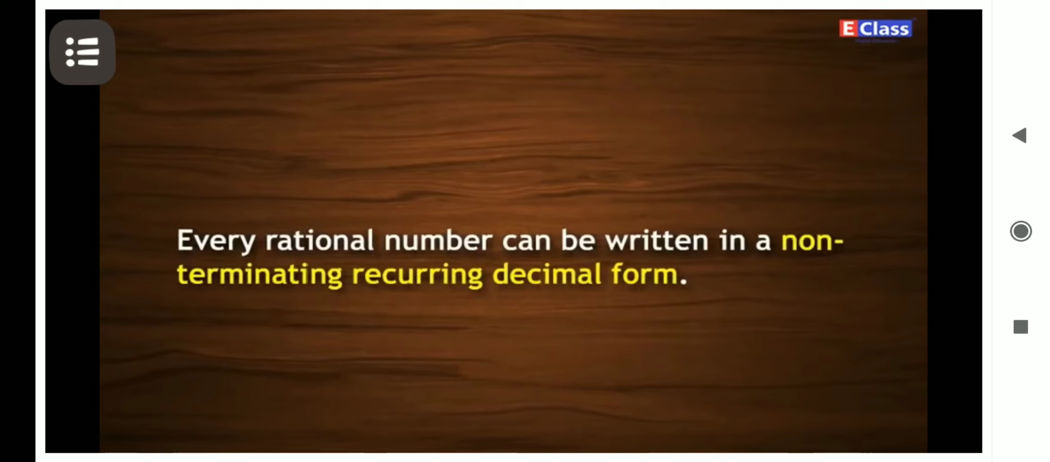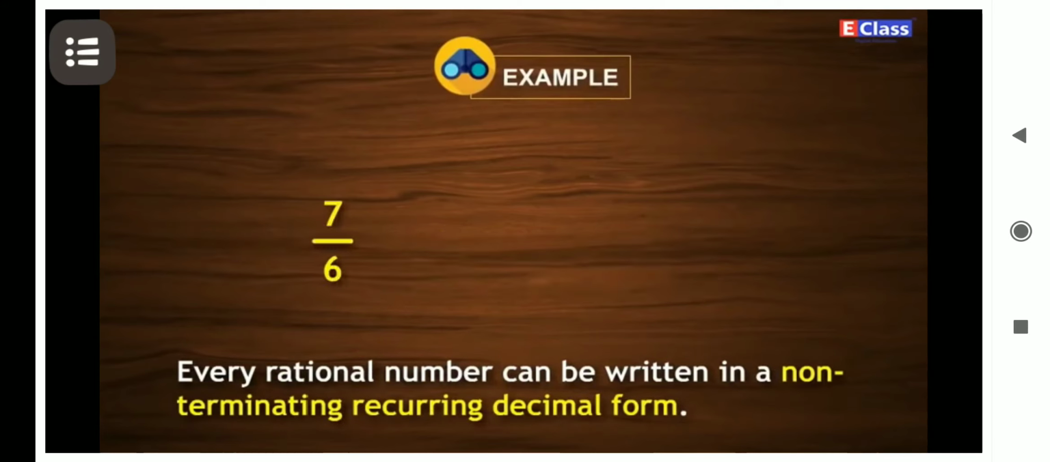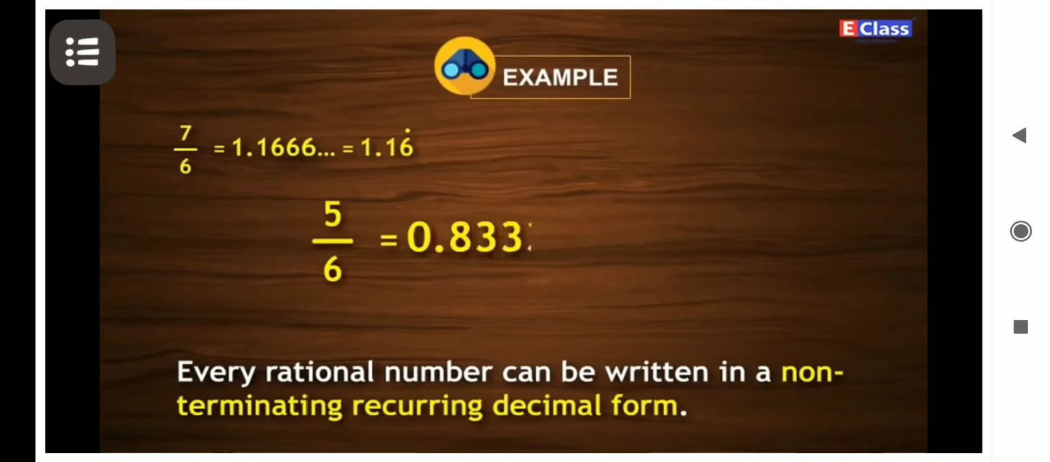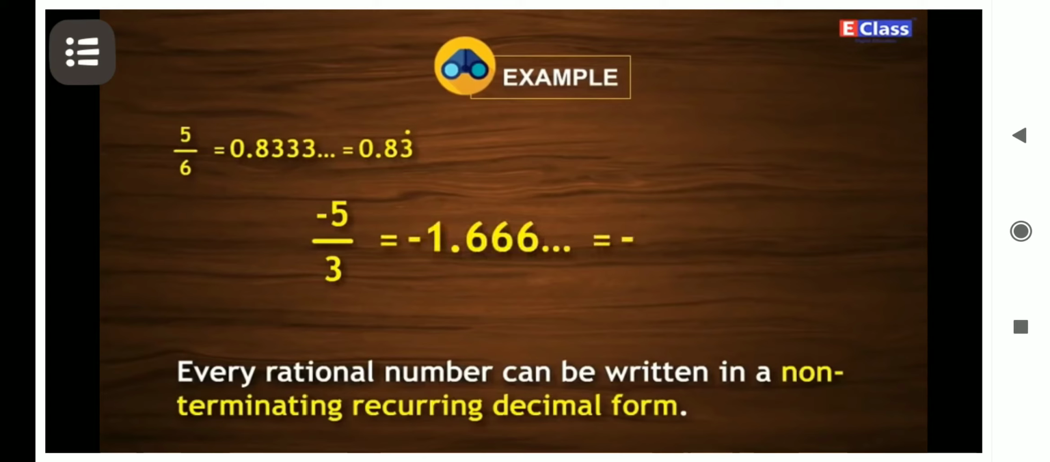We know that every rational number can be written in a non-terminating recurring decimal form. For example, 7 by 6 is equal to 1.1666, which is equal to 1.16 dot. 5 by 6 is equal to 0.8333, which is equal to 0.83 dot. -5 by 3 is equal to -1.666, which is equal to -1.6 dot.